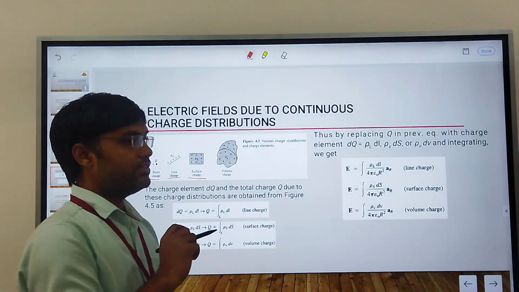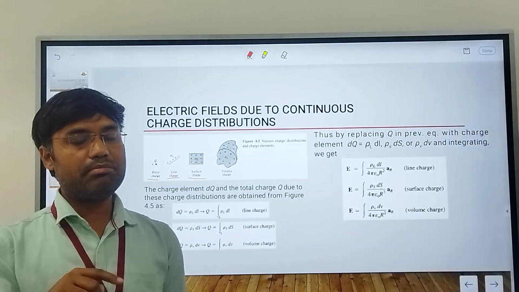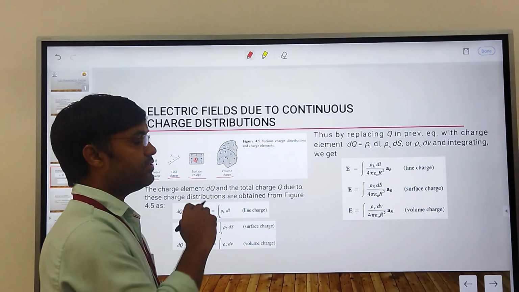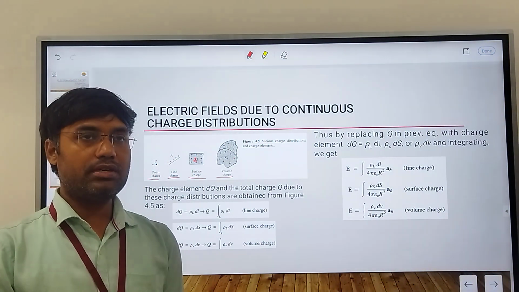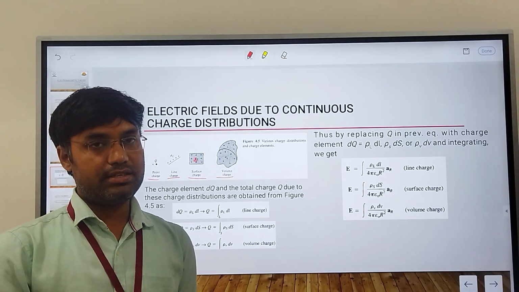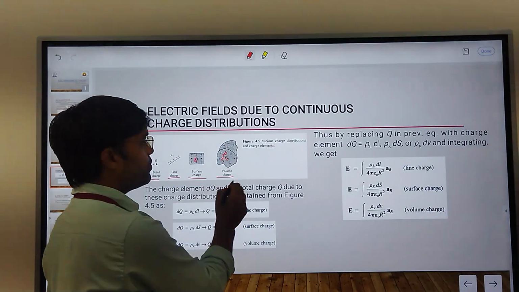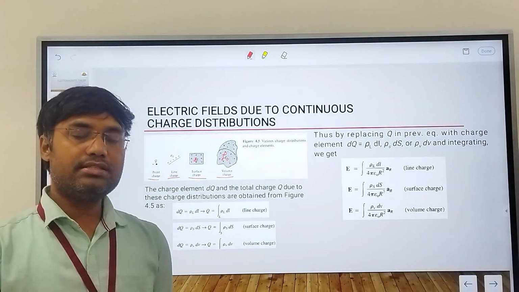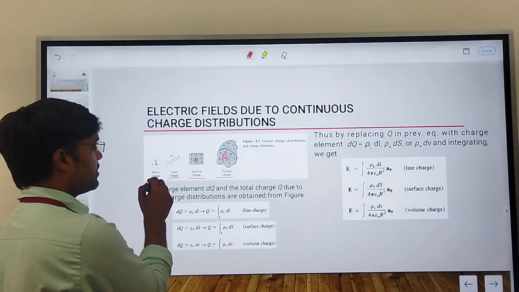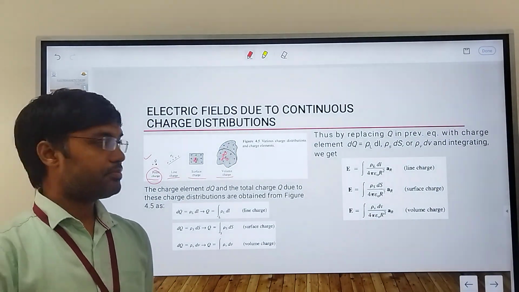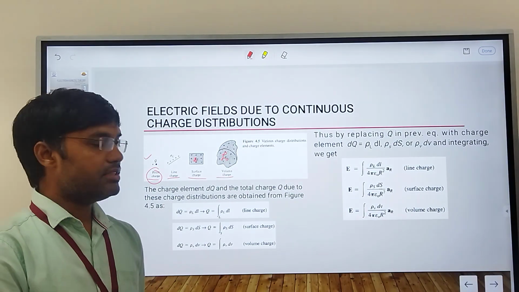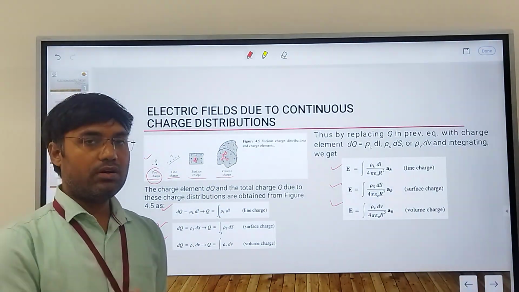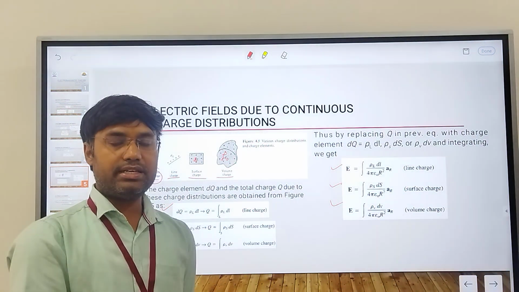Similarly, the next case is surface charge. If the charge is distributed over a surface, it is represented as surface charge density, rho S. Next, if the charge is distributed throughout any volume, the charge density is the volume charge density, represented by rho V. According to the condition, rho L, rho S and rho V are the line, surface and volume charge densities, and a fixed point charge is just denoted by Q. For all these conditions, we can represent the charge formulas and electric field intensity formulas studied in the earlier slides.